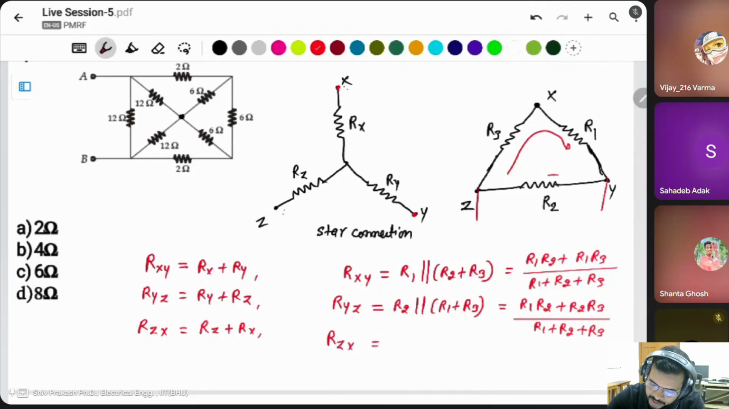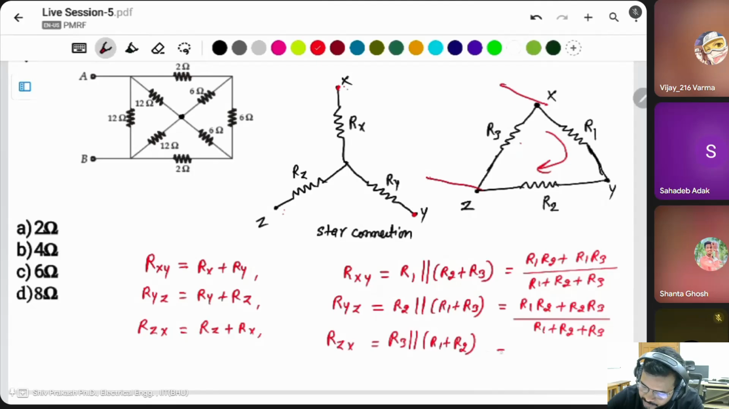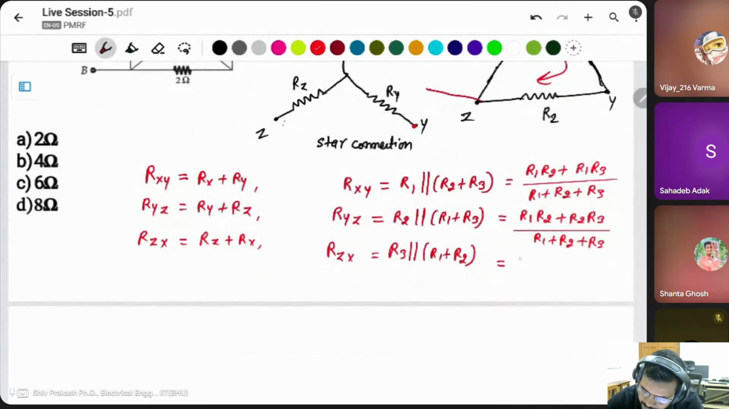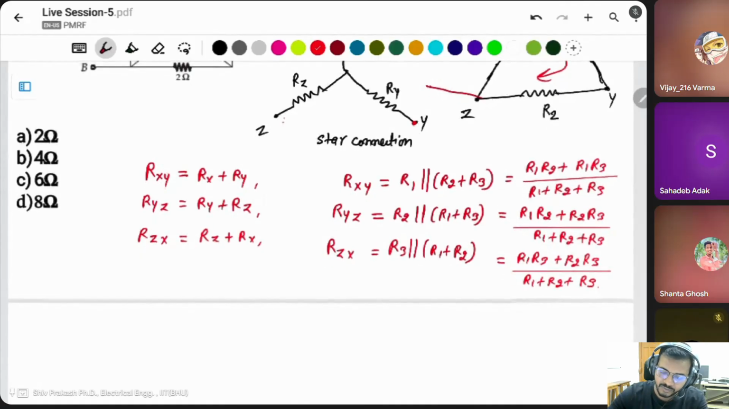RZX simply here. Then these two in series with parallel of R3, R3 parallel of R1 plus R2. This will be R1 R3 plus R2 R3 divided by R1 plus R2 plus R3. In this condition, you can say the Rxy for both conditions is the same. If you apply the same voltage across this terminal, then the same current is flowing through it, and that's why the Rxy for both conditions will be the same.